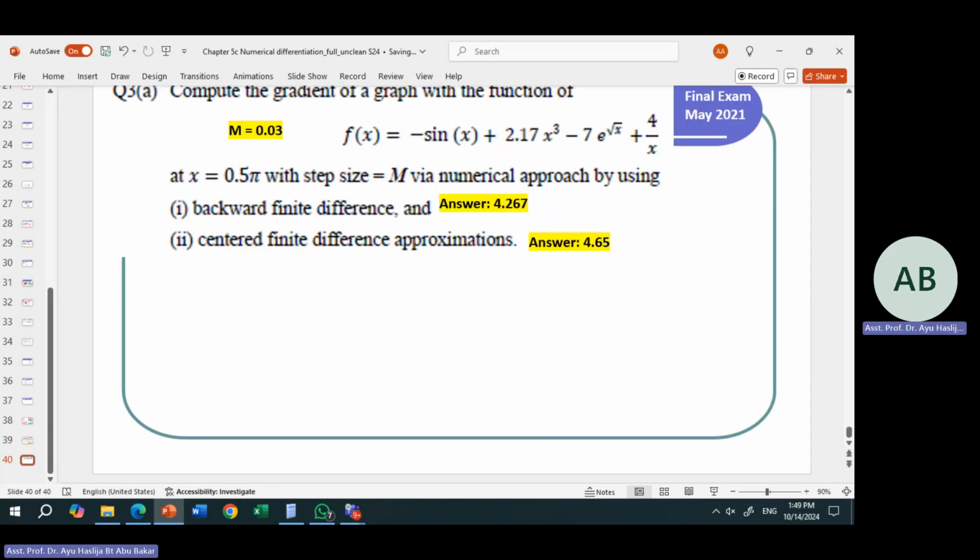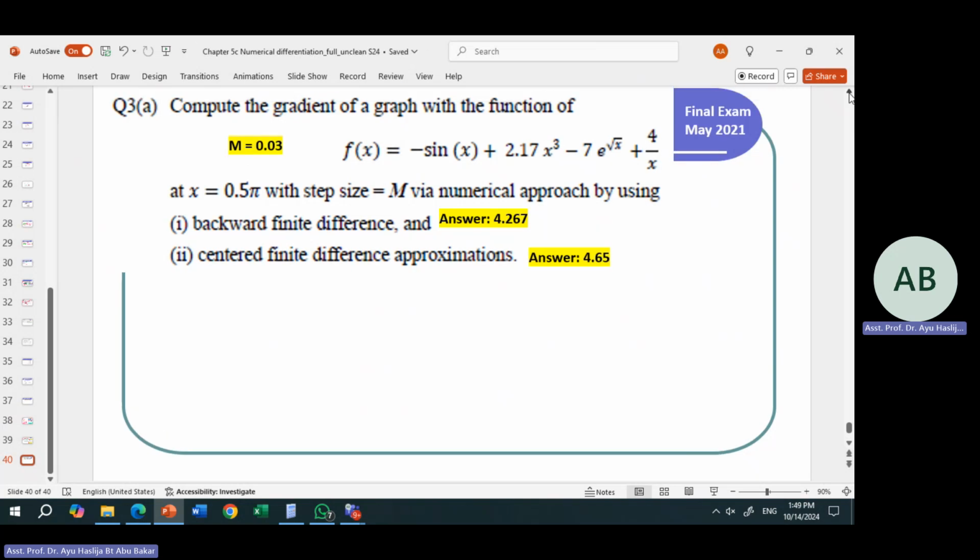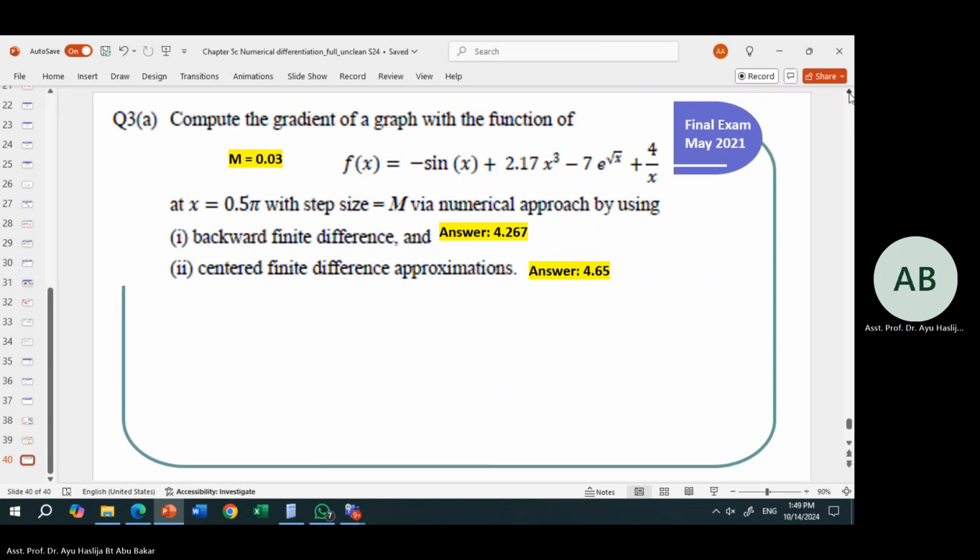Now, last slide from final exam May 2021. Now, you see the terms. Okay, you see the terms. Here, it doesn't mention terms of derivative. It mentioned compute the gradient. We know that gradient is dy/dx. Correct. So, it refers to first derivative.